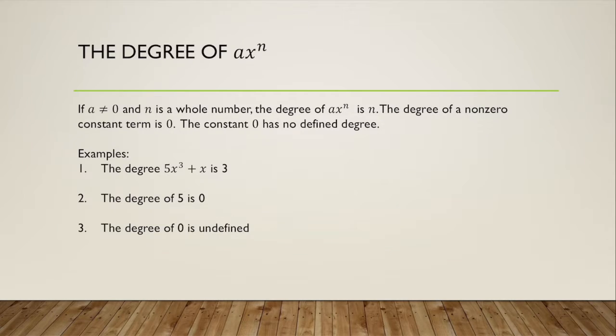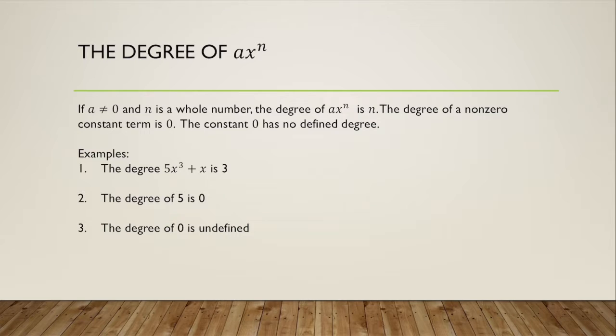So let's talk about the degree of ax to the n. If a doesn't equal 0 and n is a whole number, the degree of ax to the n is n. The degree of a non-zero constant term is 0. The constant 0 has no defined degree.